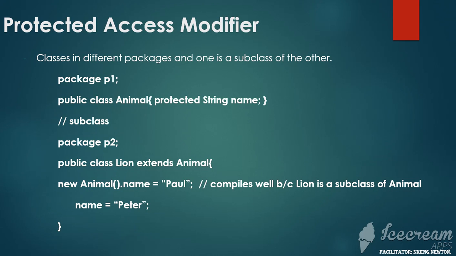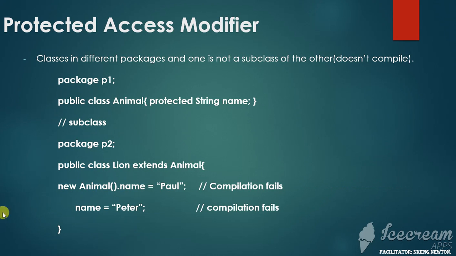And then let's look at another implementation. We are saying that this code still compiles because Lion, even though Lion is in a package p2 and Animal is in a package p1, Lion is a subclass of Animal. So because Lion has fulfilled the subclass requirement, it can also have access to the variable name, since that variable is protected.